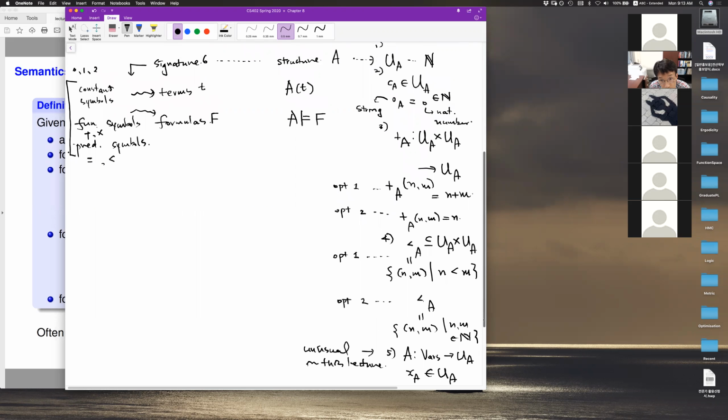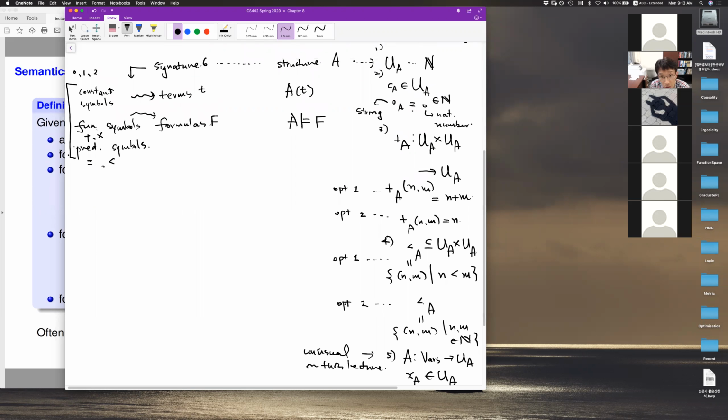So the structure consists of these 5 parts: the underlying universe, the interpretation of constant symbols, the interpretation of function symbols, the interpretation of relational, or predicate, symbols, and finally the interpretation of all the variables. And as I said, the last part is something a little bit unusual.